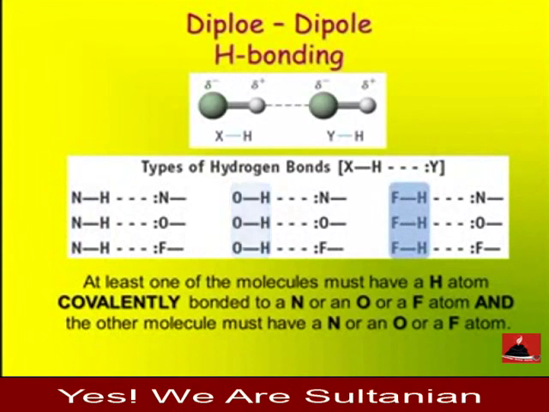That hydrogen atom that is covalently bonded to the nitrogen, oxygen, or fluorine will hydrogen bond to a nitrogen, oxygen, or fluorine on another molecule. This is an electrostatic attraction, where the hydrogen is slightly positive and is attracted to the slightly negative nitrogen, oxygen, or fluorine.